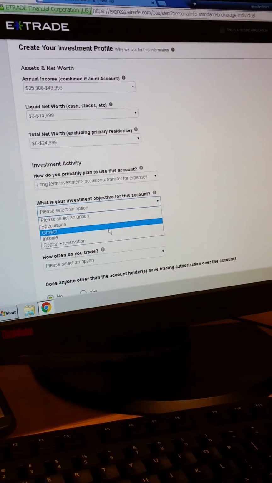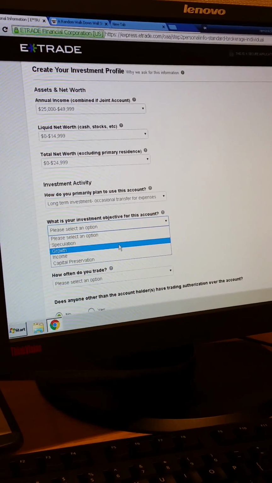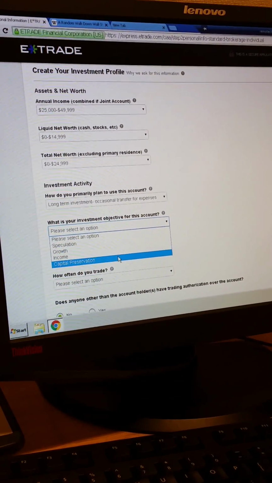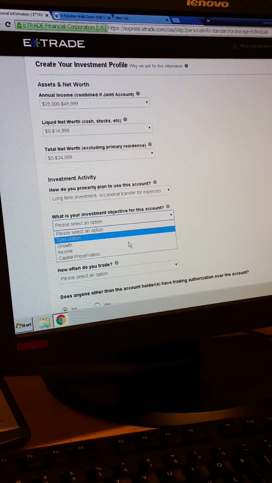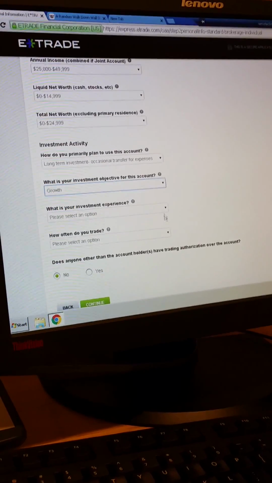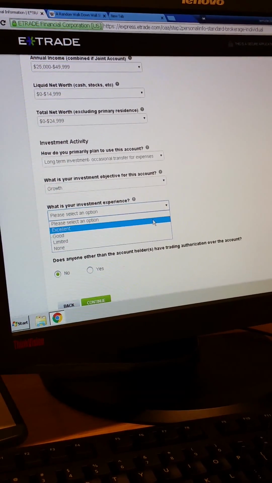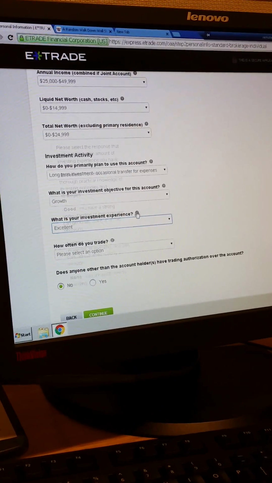So what do we... This is like the risk averse one. This is the riskiest. It doesn't really matter, I think. Okay, so we can go with growth. Yeah, growth is reasonable. Excellent. What is your investment experience? I'm sure they'll just use this to provide tutorials and stuff.